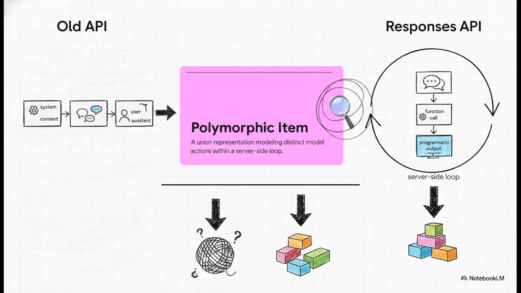Back in the old API, you just had a flat array of messages, right? But in the Responses API, an item is a union representation. It models completely distinct actions like conversational messages, function calls, and even programmatic outputs, all within a server-side loop. By separating these concerns into strictly typed blocks, it completely prevents that messy, chaotic mixing of system, user, and assistant content that used to constantly pollute our history tracking.